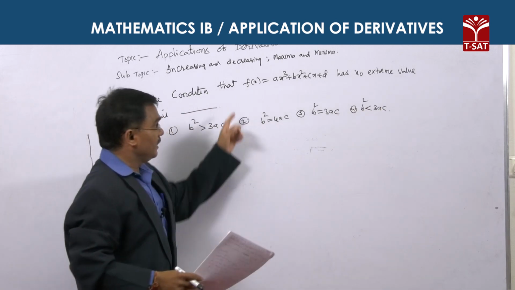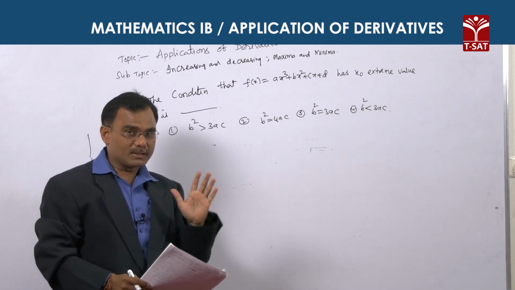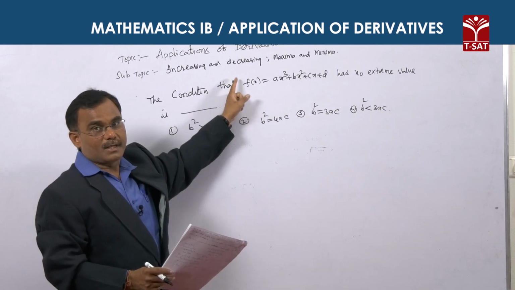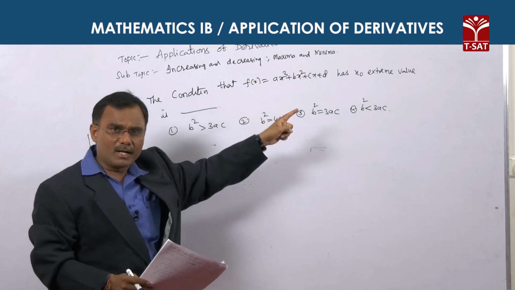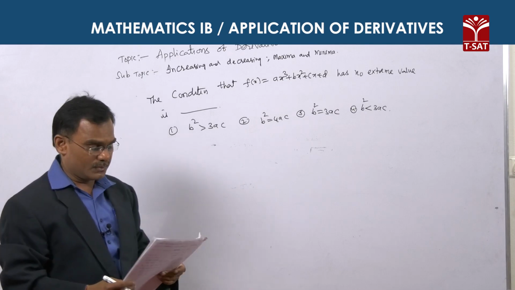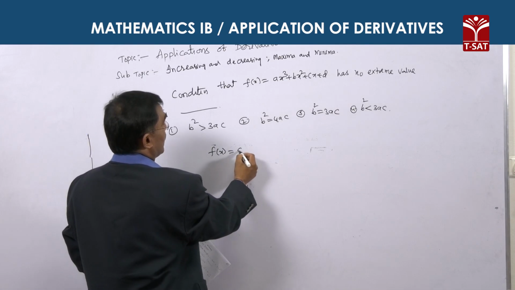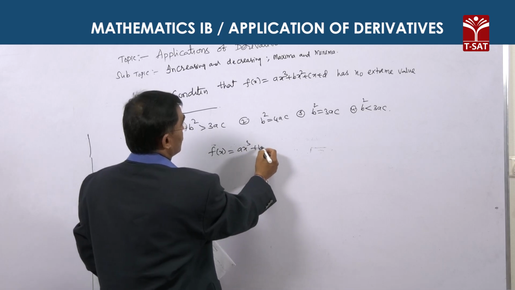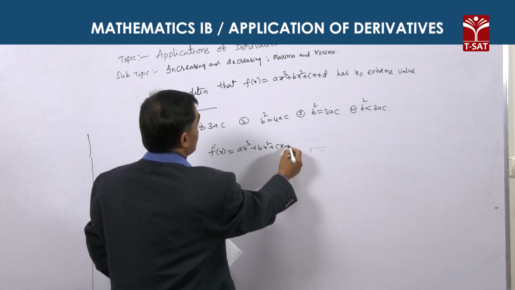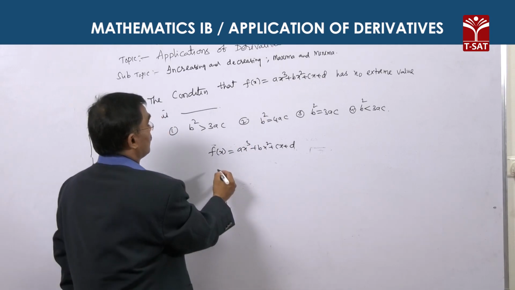But the condition is that the function has no extreme. No extreme means there is no maximum value or minimum value. What relation between a, b and c is being asked? So the given curve equation is f of x is equal to ax cube plus bx square plus cx plus d. For maximum or minimum, we find f dash x.